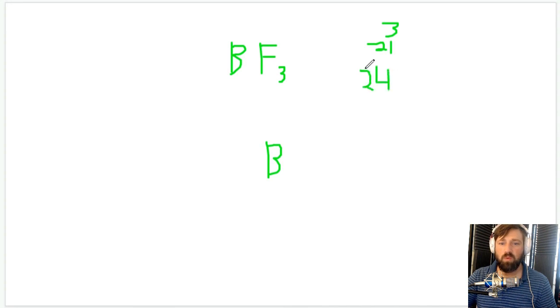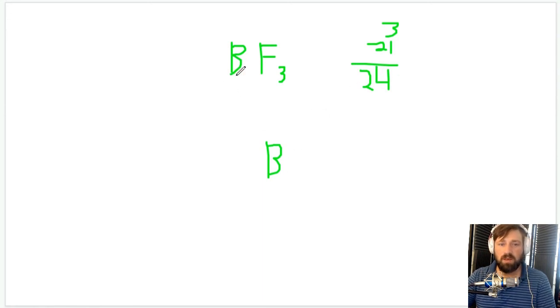One of the things that you will always see in an exam is boron trifluoride. Boron trifluoride is used quite often because boron is one of these exceptions to the rule. So you're going to do the same thing as before. Boron is going to have 3 valence electrons, and fluorine is going to have 7, but there's 3 of them, so 21. That's going to mean that we have 24 electrons that we're going to be divvying out.